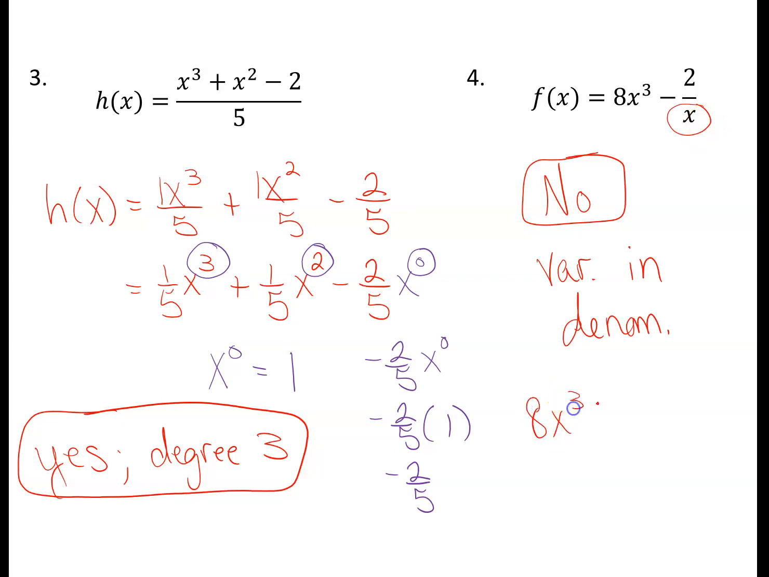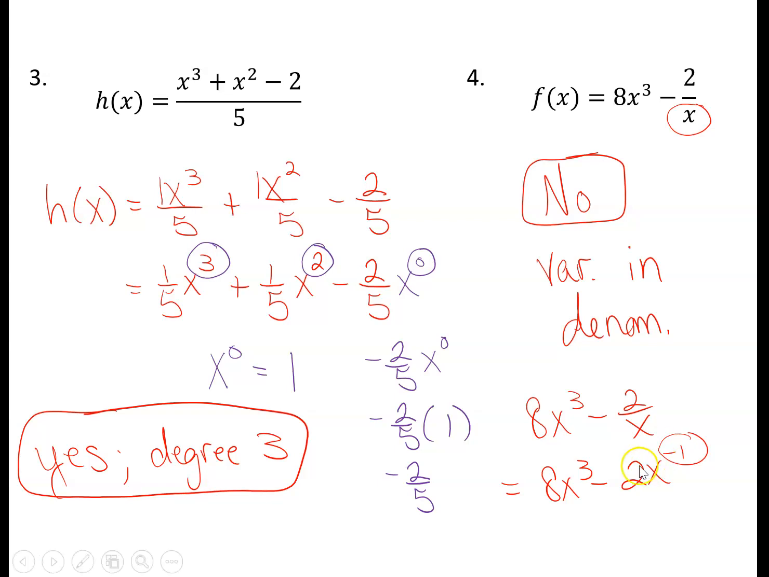let me rewrite it, 8x cubed minus 2 over x is the same thing as a minus 2x to the negative 1. So you don't have to know that necessarily for this section. Later on, we will work more with that. If you just want to say it's because the variable's in the denominator, that's good. But I just want to go ahead and show you this as well so you can see your exponent is not a whole number there. And when the answer is no, you do not need to give the degree. It doesn't really have a degree if it's not a polynomial.